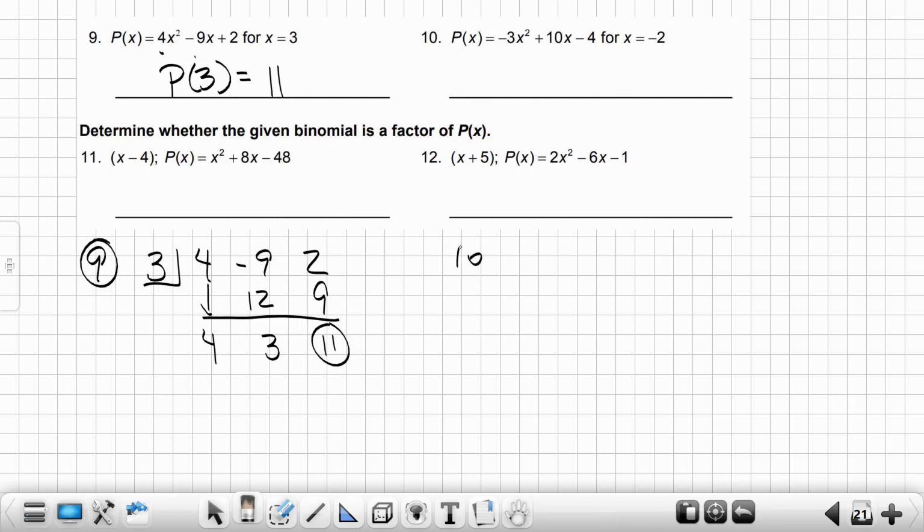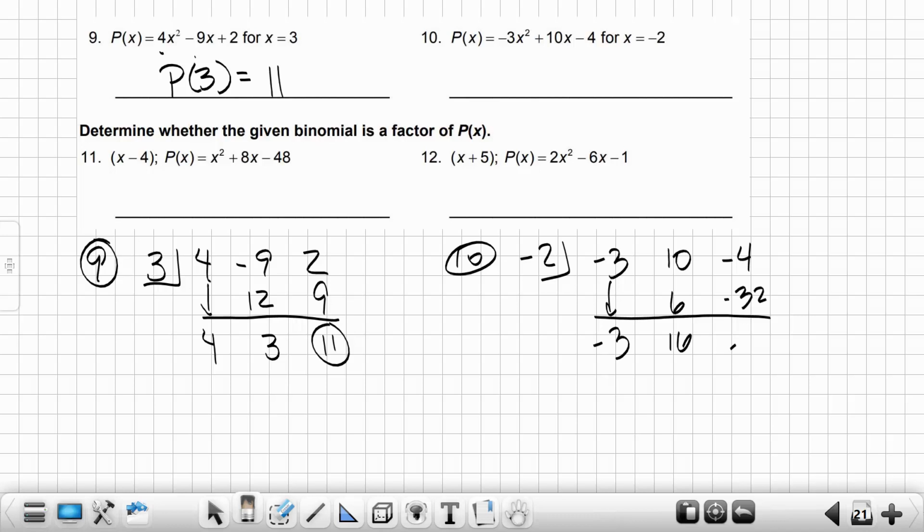Okay, number 10. Guys, if you haven't done it, we have -2, -3, 10, -4, 6. There it is.